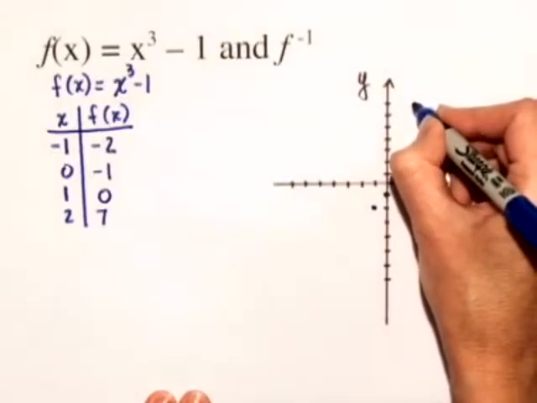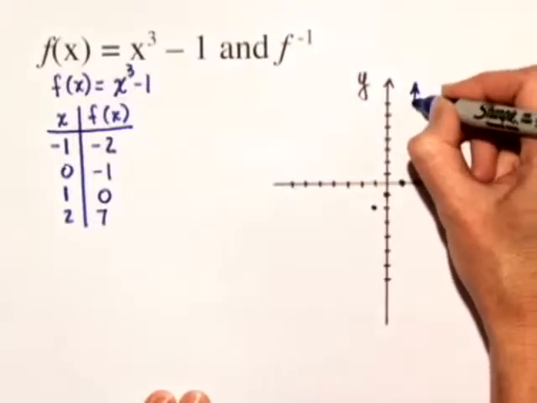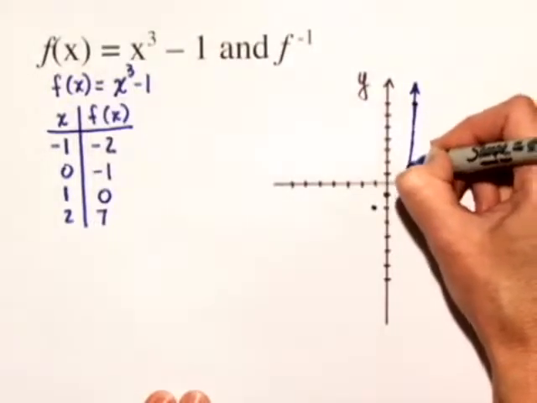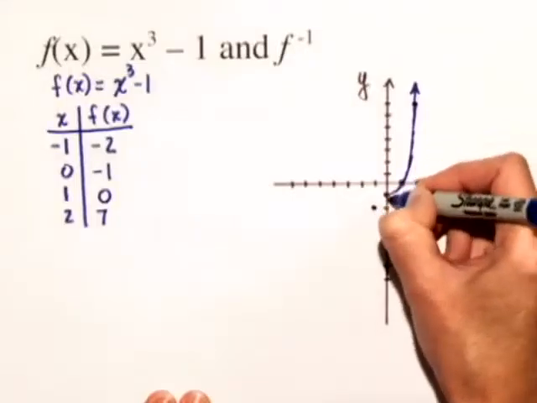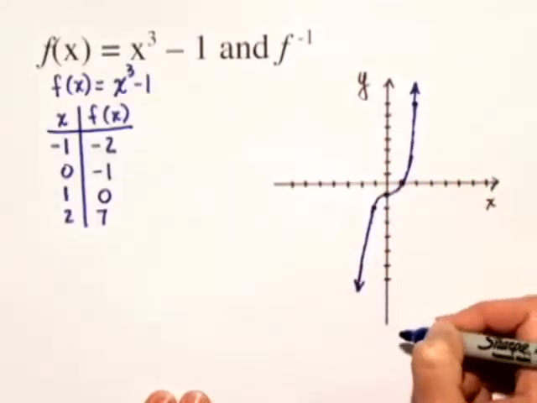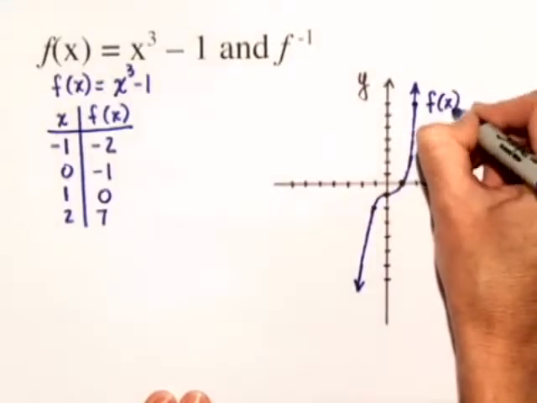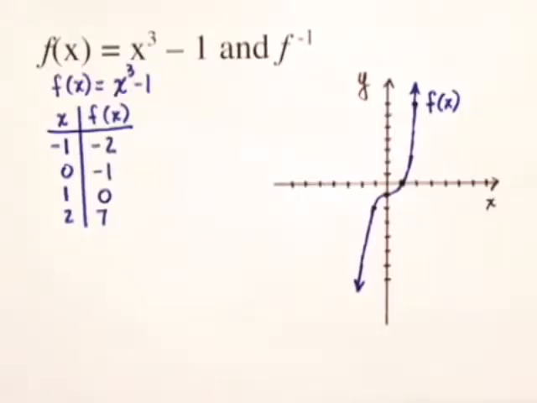Now we have to remember what a cubic function looks like. It's going to be a smooth curve since it's a polynomial function, and it's going to look like this. So here's the graph of f of x. Now, we want to graph the inverse function as well.